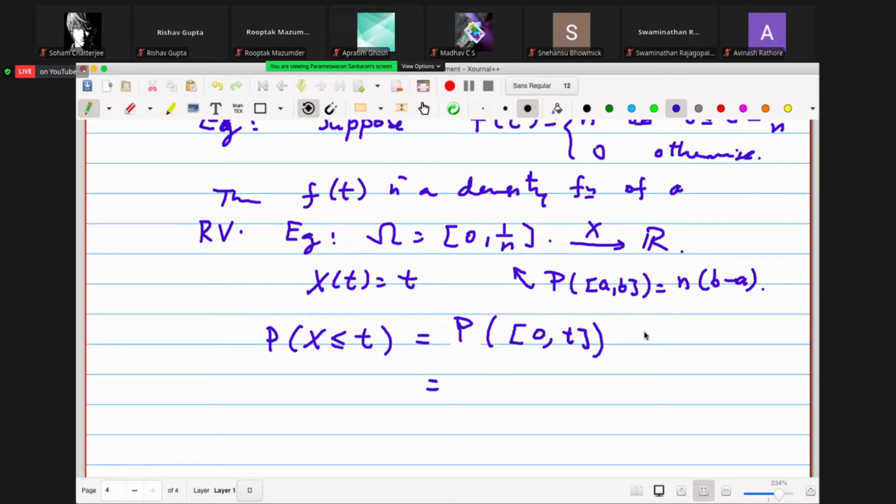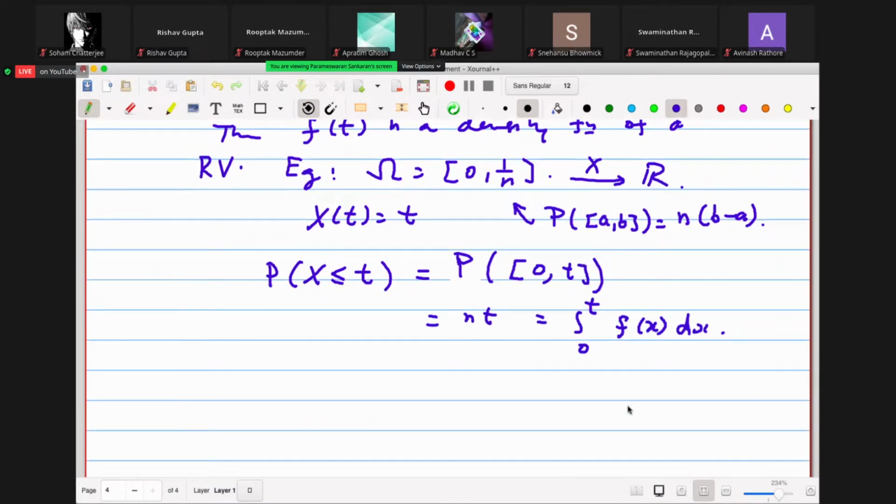And which, you know, is n times t. No, n times t. But this is the same thing as the integral from 0 to t of what function? So now I should better change the parameter. This function f(x) dx, because this f(x) dx is just n, a constant function n. Okay.